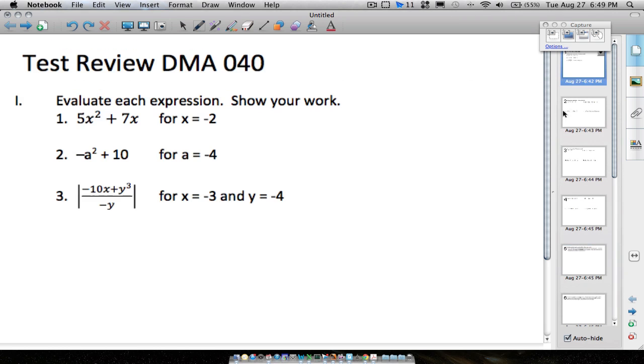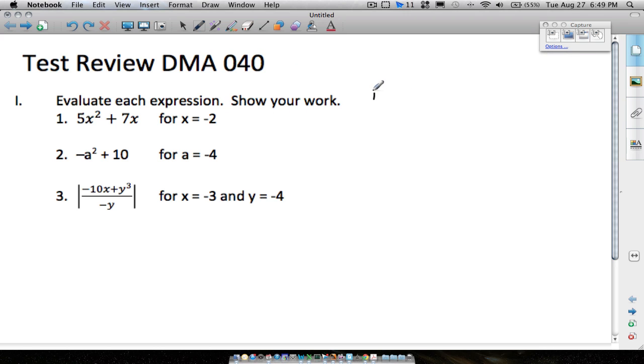But let's go ahead and start with the first problem. We want to evaluate each expression, and we need to show our work. So for question number 1, you have 5x squared plus 7x, and you want to evaluate it for x equal to -2. So when we plug -2 into x, that's what evaluate means. We have 5 times -2, and we need to square that -2. Notice I'm using parentheses here.